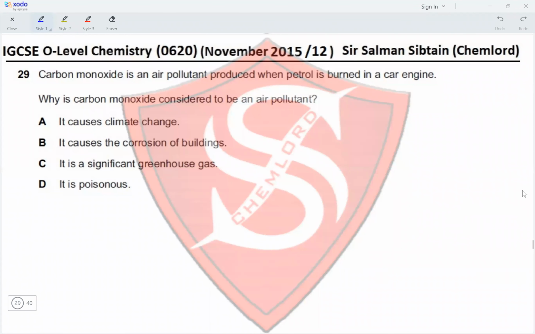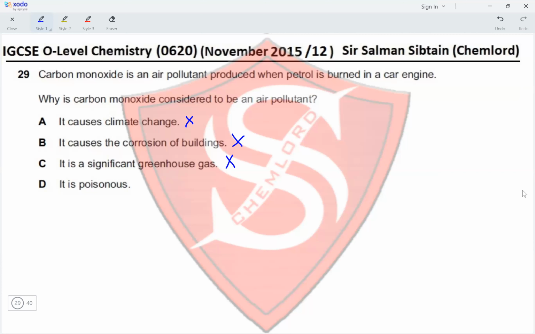Question 29. Carbon monoxide is an air pollutant produced when petrol is burnt in a car engine. Why is carbon monoxide considered to be an air pollutant? It causes climate change. No, it is a greenhouse gas. Yes, so it will cause climate change, but it is not the reason why it is an air pollutant. It causes the corrosion of buildings. No, this is not true. It is a neutral gas. It is a significant greenhouse gas. It is a greenhouse gas, yes, but not the reason why it is an air pollutant.